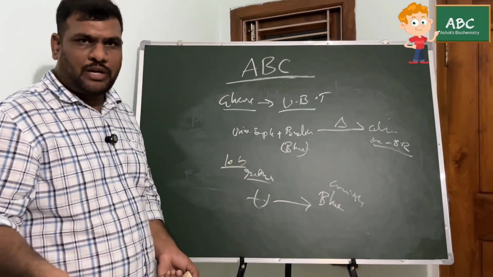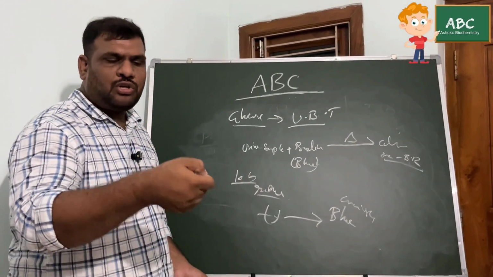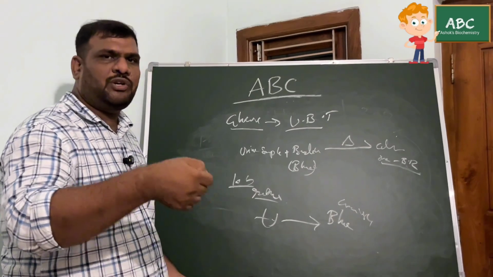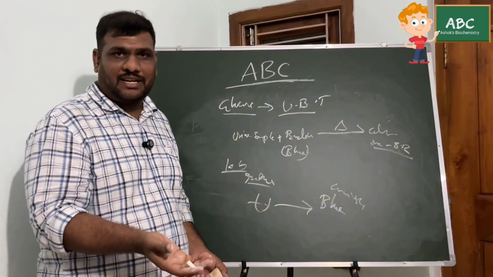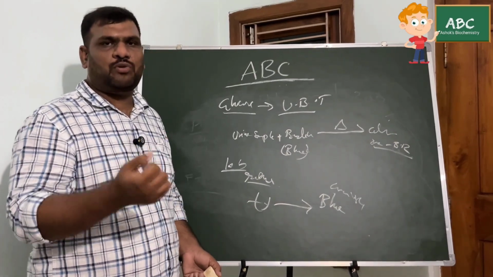When you do protein, you take the test tube, fill half of it, and heat the upper portion. When you heat the upper portion, protein will get denatured. Formation of coagulum indicates proteins.